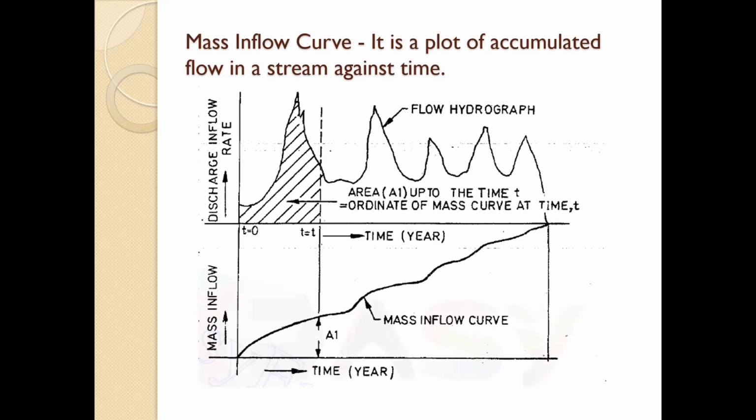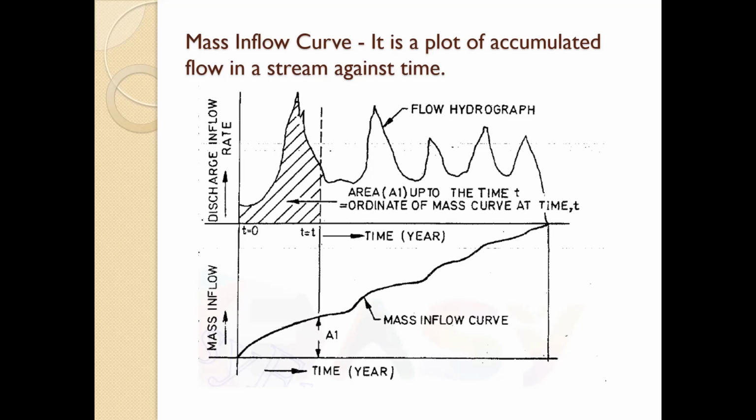Now, the mass inflow curve. It is a plot of accumulated flow in a stream against time. After the flow hydrographs for the stream at a dam site have been plotted for a large number of years, say 25 to 30 years, the required storage capacity for a reservoir with a given outflow pattern can be approximately calculated with the help of the mass curve.